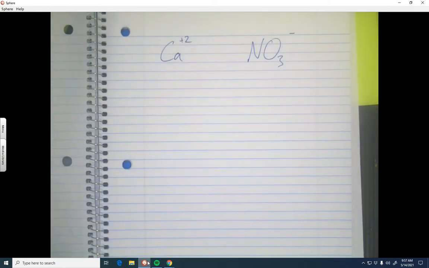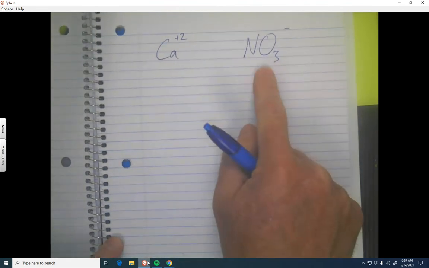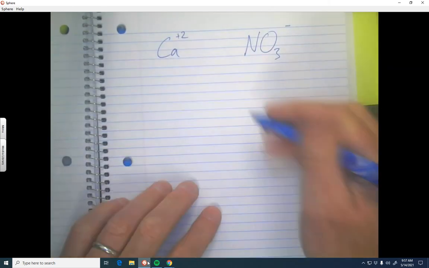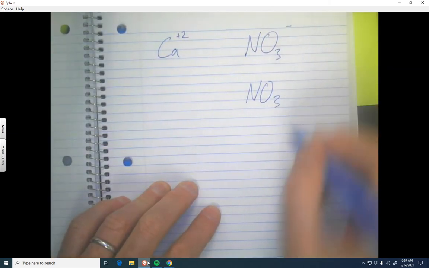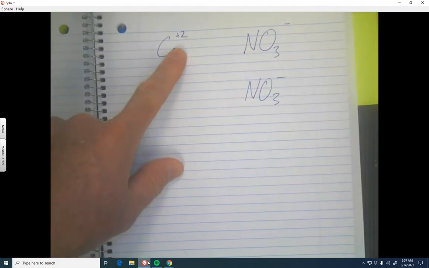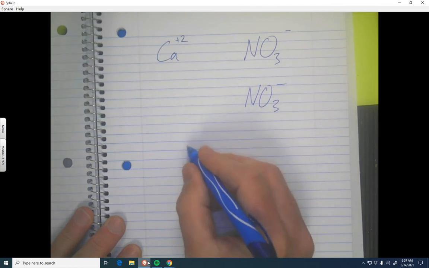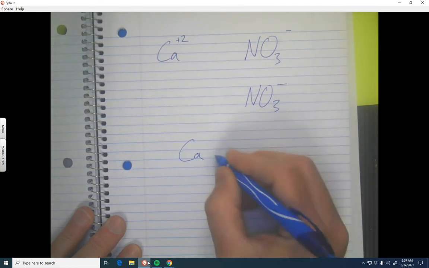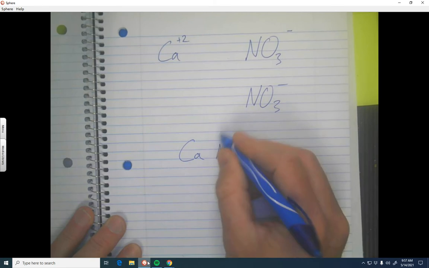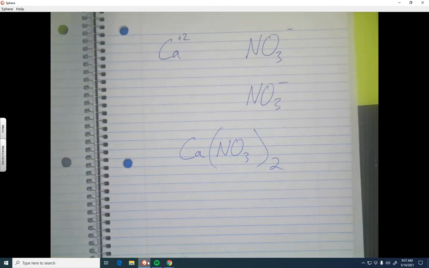I'm not going to show the electrons on this one because you kind of know now what's going on. If I have this +2 and this is negative, I'm going to need 2 of these to make this work. All right, so now I have 2 negative charges, I have a positive charge, and now we're all happy. And so the formula for this one would be Ca, and then we have to put the NO3 in parentheses like that, and then we have 2 of them. Okay, so that's how you work with those polyatomics.